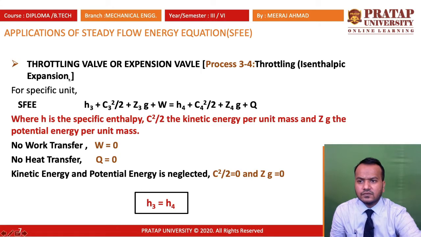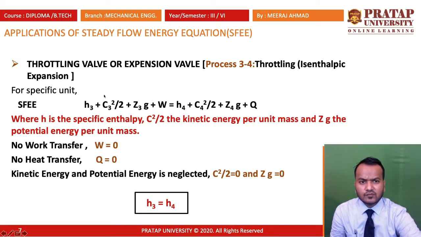Now come to the next device, the throttling valve or expansion valve. Expansion device. In this, the process is 3 to 4. You can see in the TS diagram, 3 to 4. The throttling, isenthalpic expansion process is there.